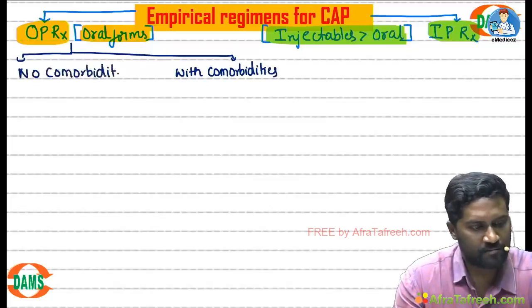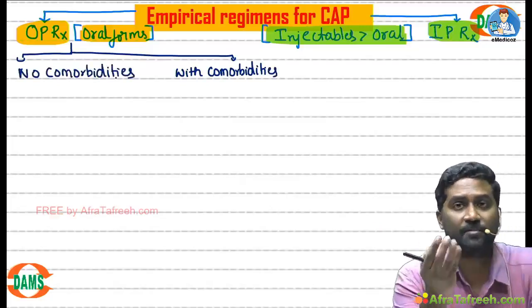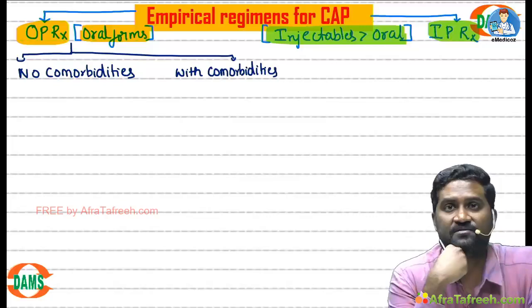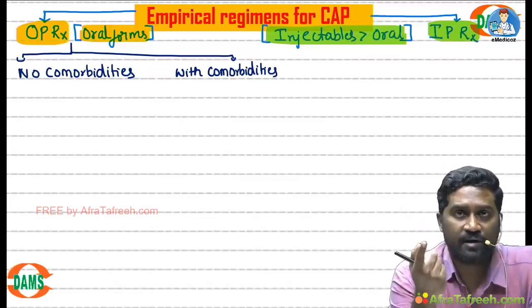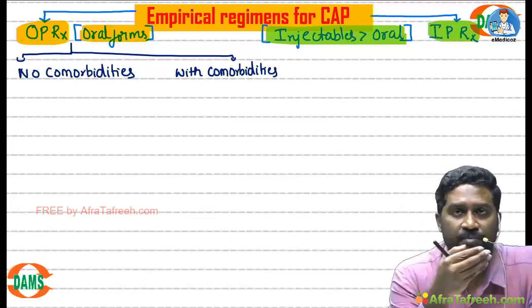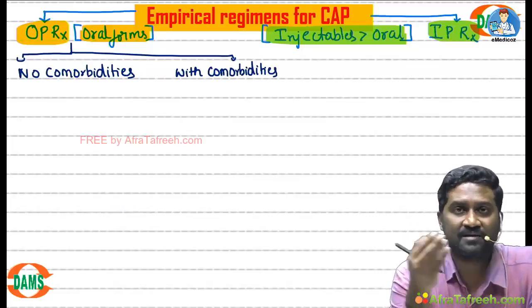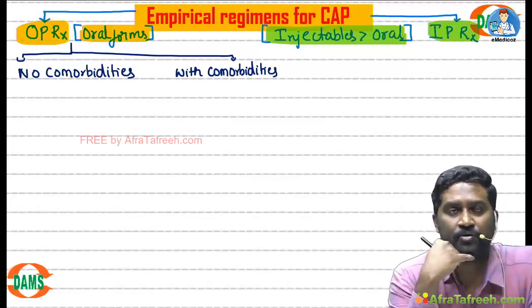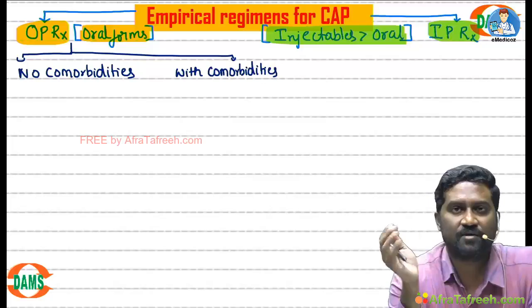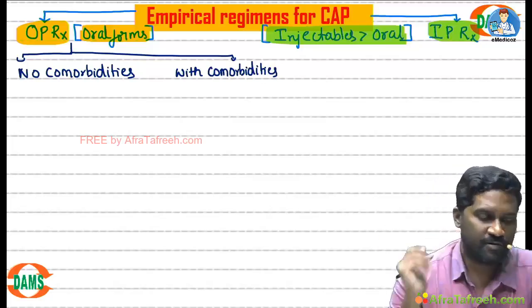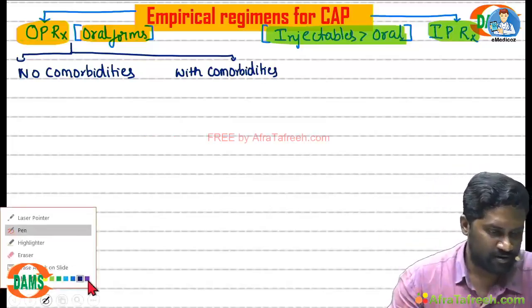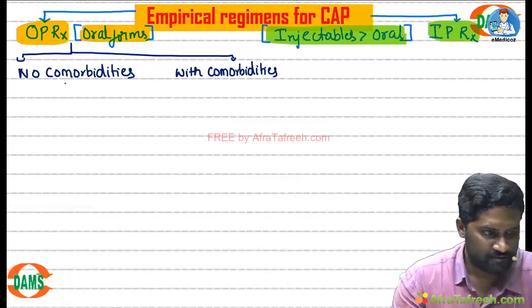Comorbidities in the sense, patient might be having diabetes, hypertension, kidney disease, previous heart disease, lung disease, liver disease. No comorbidities means patient is not having any of this. If patient is not having any comorbidities, the treatment is simple.